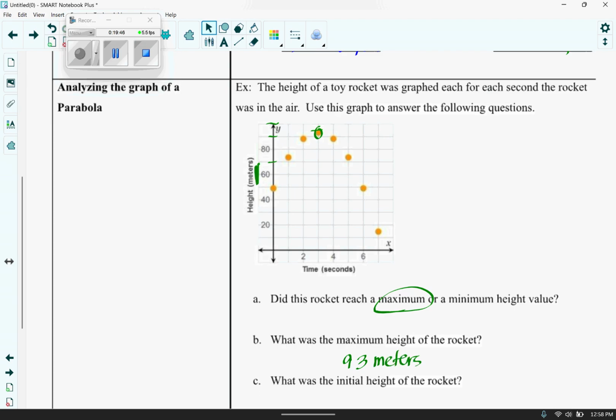because we're in meters. What's the initial height of the rocket? Well, initial height would be when it started, which would be at 0 time has passed. I'm at, looks like 50 meters.